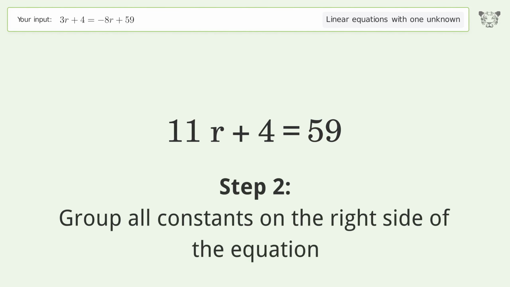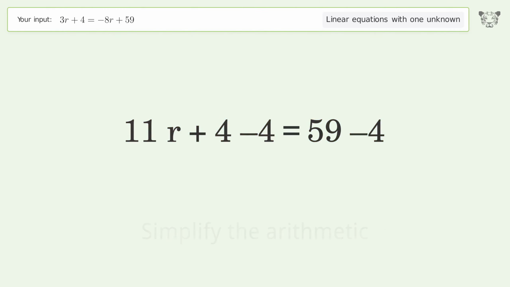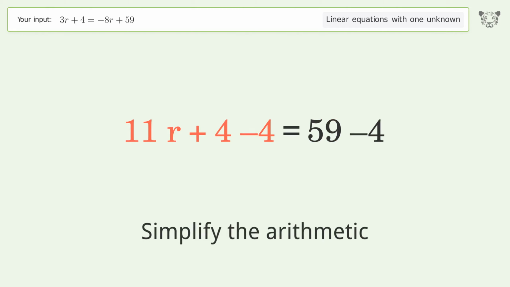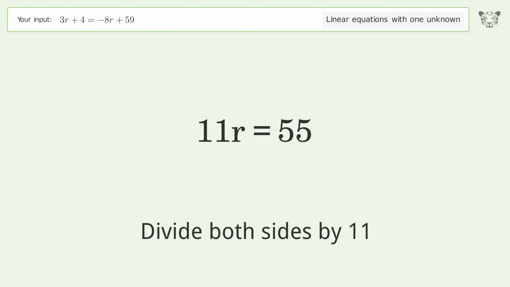Group all constants on the right side of the equation. Subtract 4 from both sides. Simplify the arithmetic. Isolate the r. Divide both sides by 11.